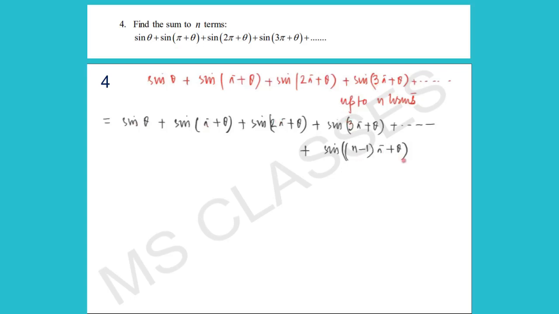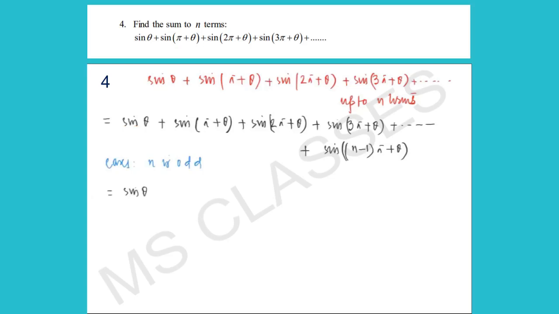Now, after this, we'll take two cases. First case, n is odd. It is an odd number of times. Now, if you analyze this one, first one it will be sin theta, from the expression.